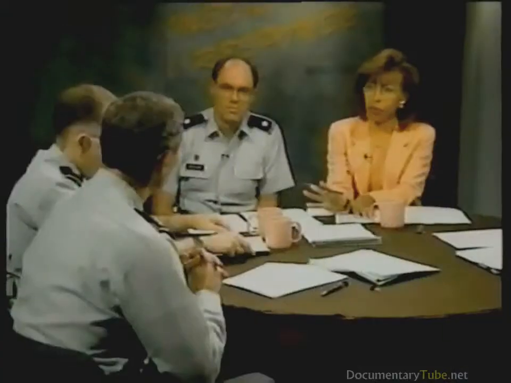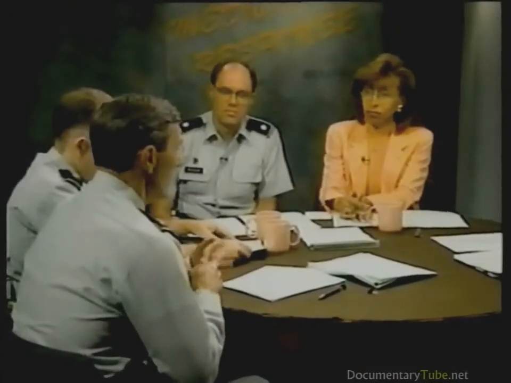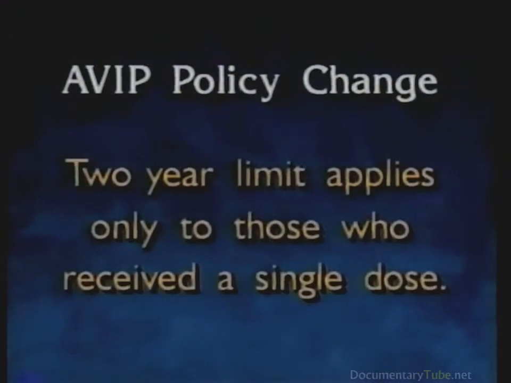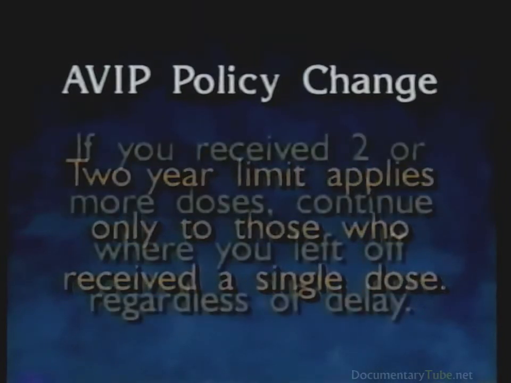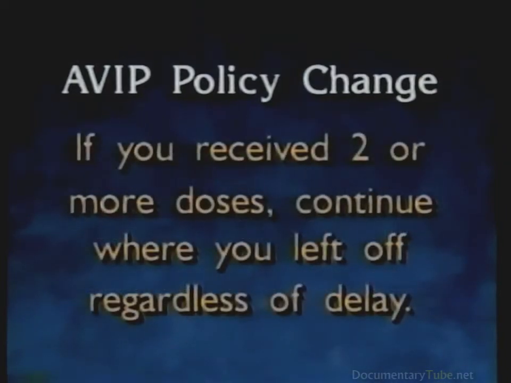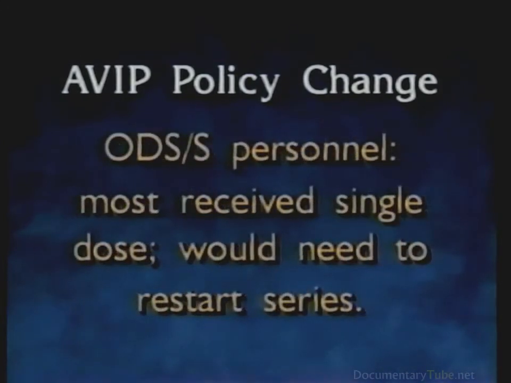But Colonel Opio, what happens if you miss a dose? Well, if you miss a dose and you're within 2 years, you just continue right where we identify that missing dose. So up to 2 years for us, you can go ahead and continue on with your series. And under the new AVIP guidelines, this 2-year limit applies only to those personnel receiving a single dose. Personnel who have received 2 or more doses can simply pick up right where they left off, regardless of the delay between doses. Now, during Operation Desert Shield, Desert Storm, 150,000 soldiers, sailors, airmen, and Marines were administered the anthrax vaccine. Most of these personnel received a single dose.